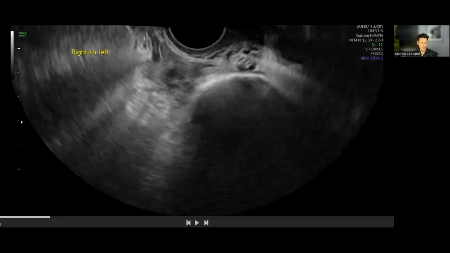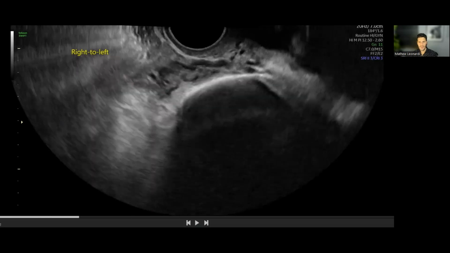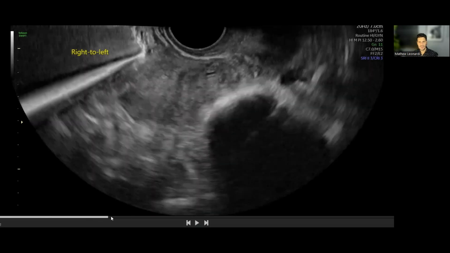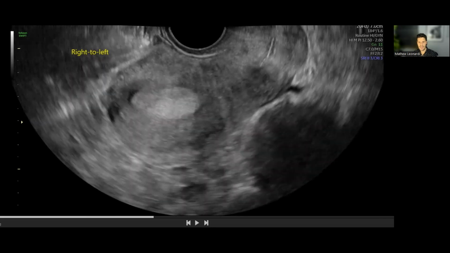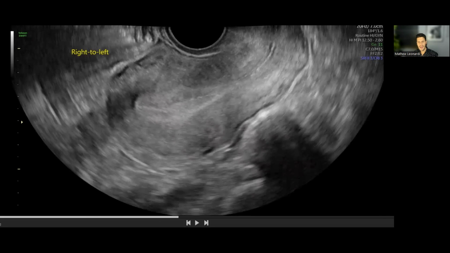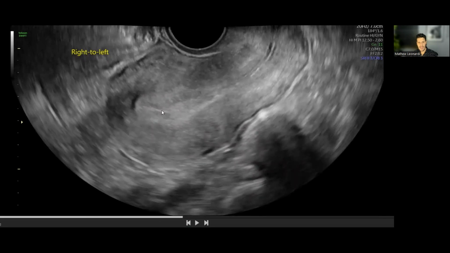Pause the clip and let's scan through. So we have our vessels. We're starting to get the lateral aspect of the uterus. Here's the endometrium coming into view. And we have a bit of a midline linear echo there.